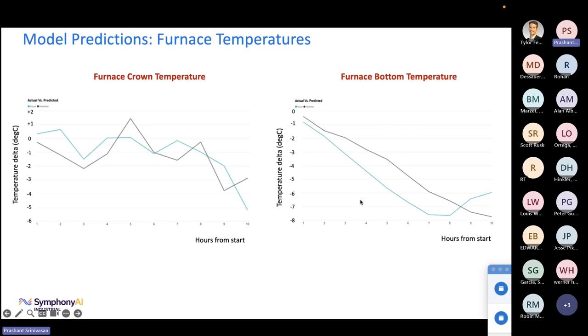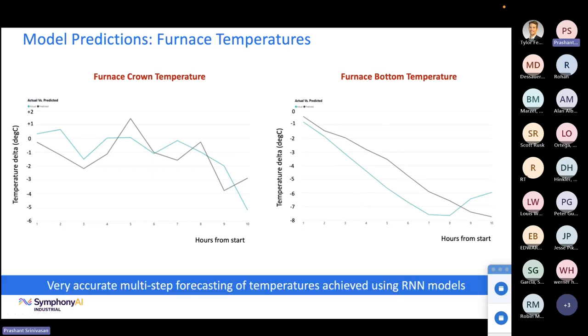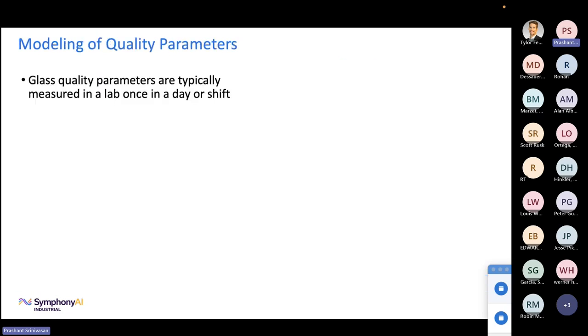We would also look at sensitivity of the model and see that it makes physical sense. So we are able to achieve quite accurate multi-step forecasting of temperatures using these deep learning models. And so that is as far as the temperature is concerned.